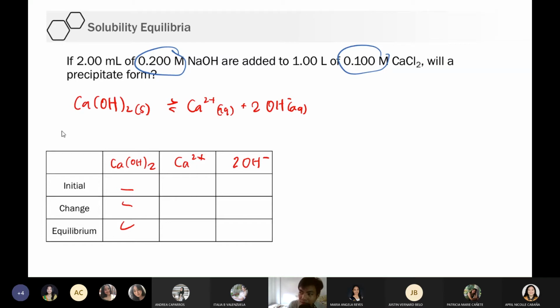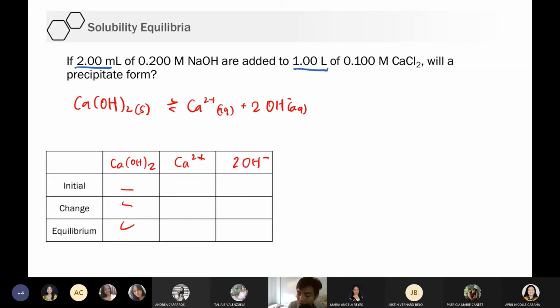So, ibig sabihin, to get our initial amounts of calcium and hydroxide, we have to dilute their molarities. Kasi pinaghalo mo dalawang volume. Okay? So, dilute natin yung molarities nila before we write it here. However, ito yung ating pwedeng gawing shortcut, no? However, look at the relative amounts of our solutions. Compared to 1 liter, 2 ml is negligible. Okay? That is 500 times smaller than 1 liter solution.